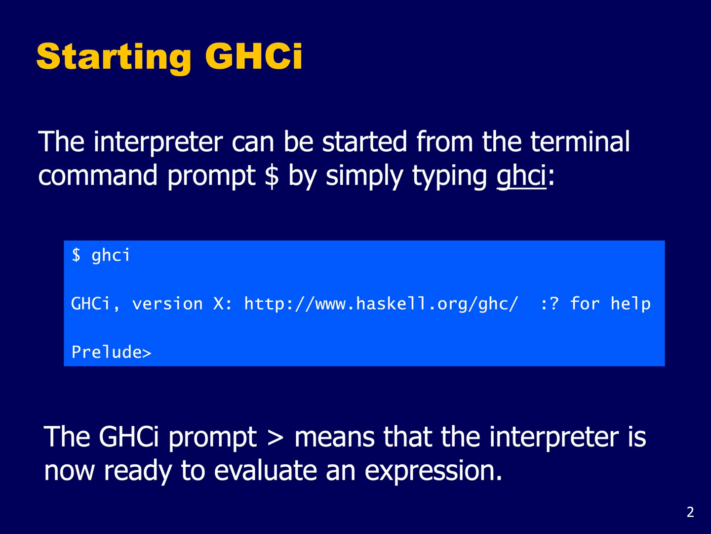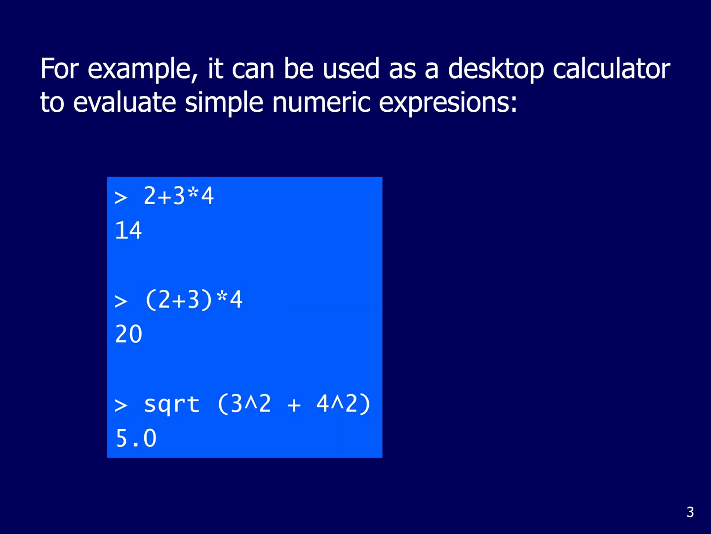The greater than sign is the prompt, and it means that the interpreter is now ready to evaluate an expression. So this kind of dialogue that you're going to have with the system, if you've used a language like Python, this is something you're probably already familiar with. The simplest thing you can do with the GHCi system is just use it as a simple desktop calculator. So you could ask it to evaluate some simple numeric expressions.